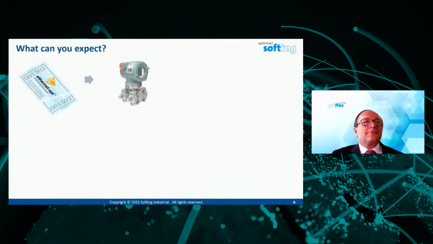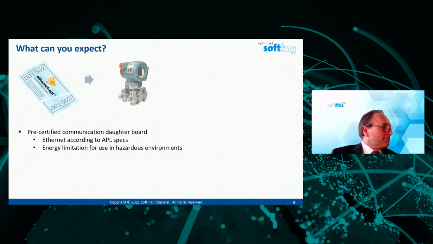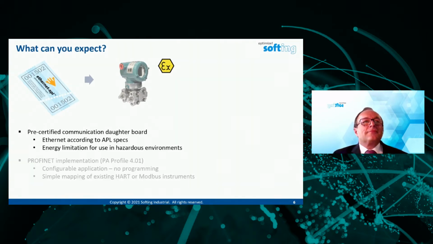Now, what can you expect for your development when you choose Softing's approach for implementing APL field devices? You receive a pre-certified communication daughterboard that implements an APL-compliant Ethernet. Its onboard power regulation makes it suitable for even X zones 1 and 0. Profinet, together with PA Profile 4.01, as the most advanced specification available today, is implemented on the board. So you just need to create your device application software.